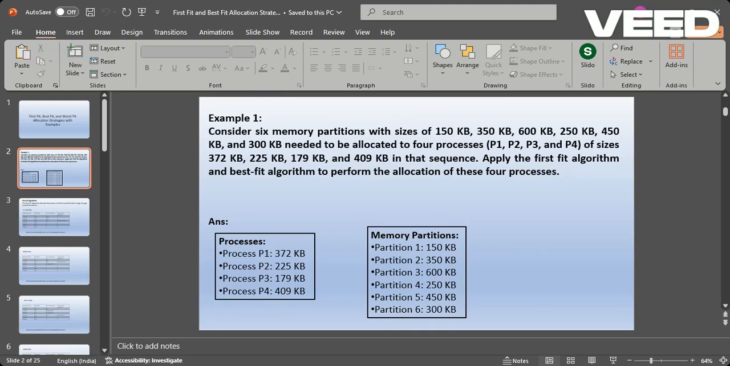Then four processes we need to allocate to these memory locations. The processes are P1, P2, P3, P4 with the sizes 372, 225, 179, 409 KB. Here we need to apply the first fit algorithm and the best fit algorithm to allocate these four processes into the memory partitions. Here we have 6 memory partitions, and within these partitions we need to allocate four processes.